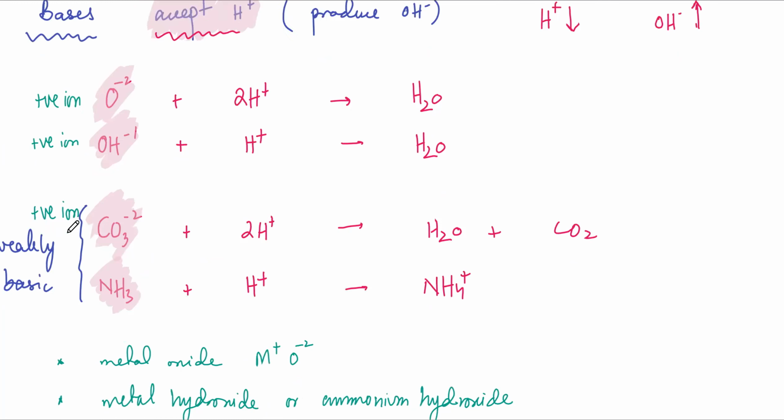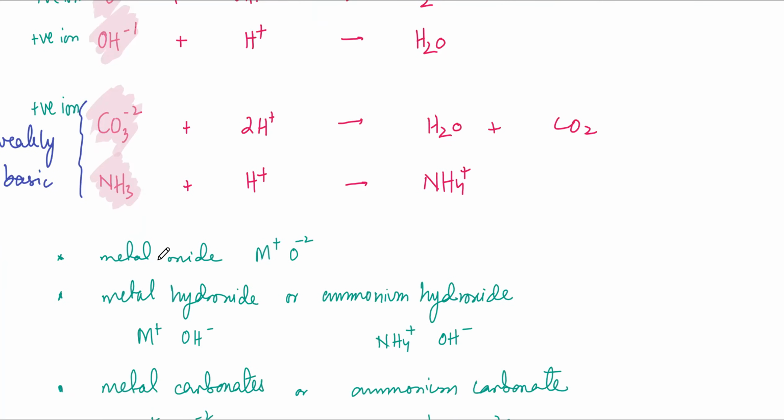So you've got an oxide. These negative ions cannot exist alone. There must be some positive ion next to them. So it might be a metal oxide or a metal hydroxide or a metal carbonate. So these are your bases.